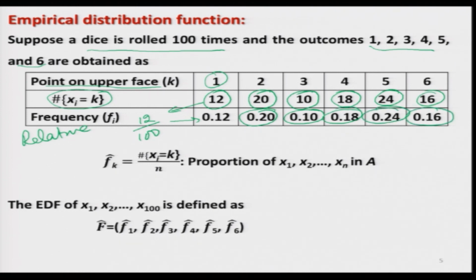Right. So this relative frequency is obtained by this expression, that is the number of xi equal to k divided by small n. That is essentially the proportion of xi in the sample x1, x2, ..., xn. Right. And A is here my sample space, that is the set A. Okay. So now, based on this, I can define the empirical distribution function.